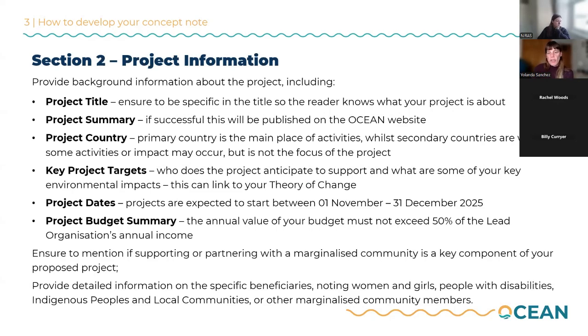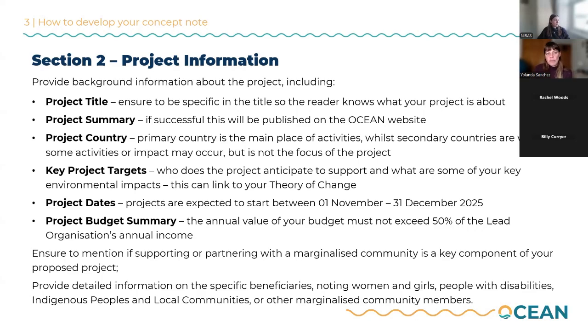So the project title is simple, but it's going to be very useful if that title is specific, so the reader knows what your project is about. It's very useful to just read the title to understand much about the project. Then the project summary, which is going to be shared on the Ocean website in case you get the grant.